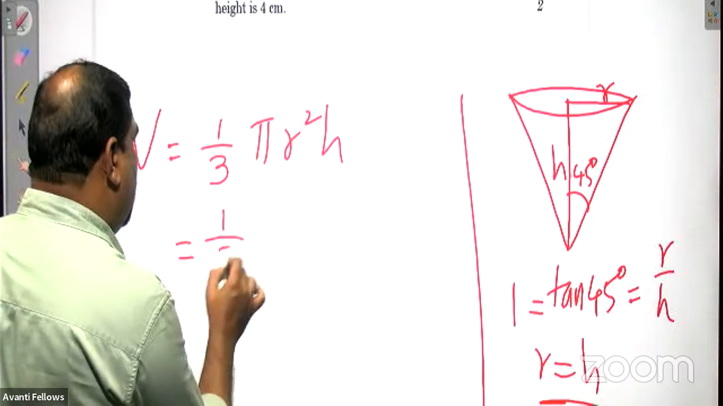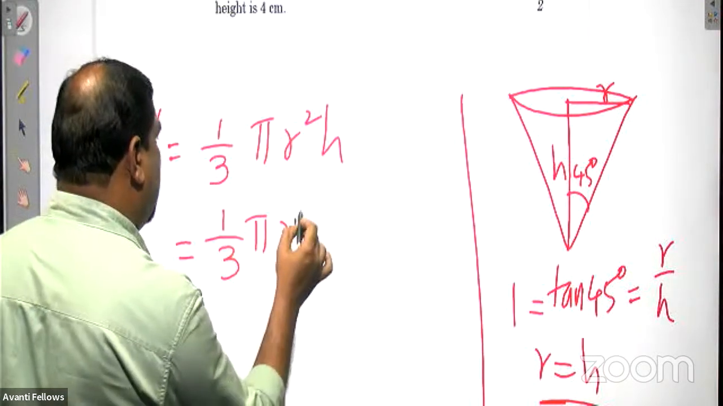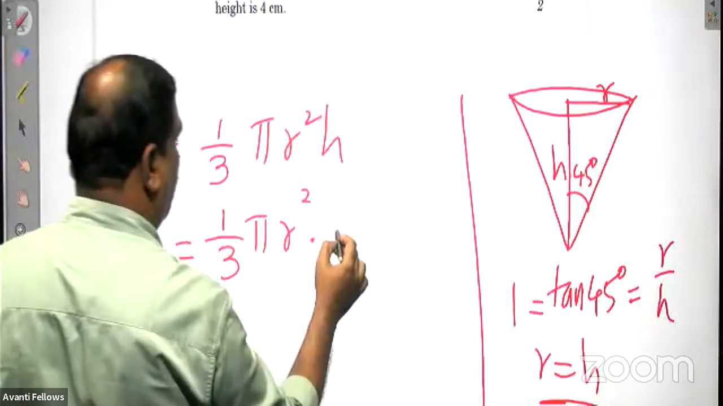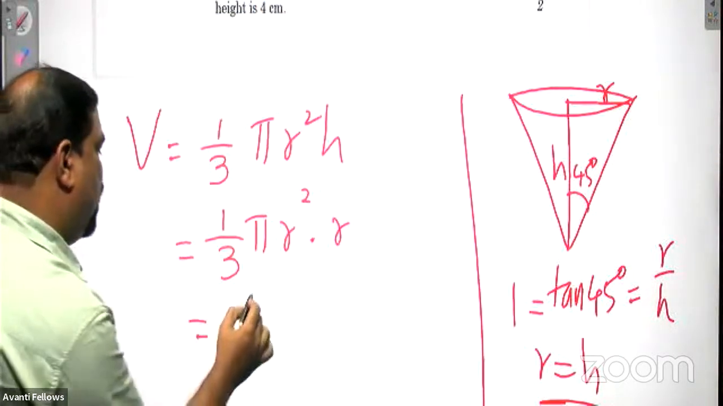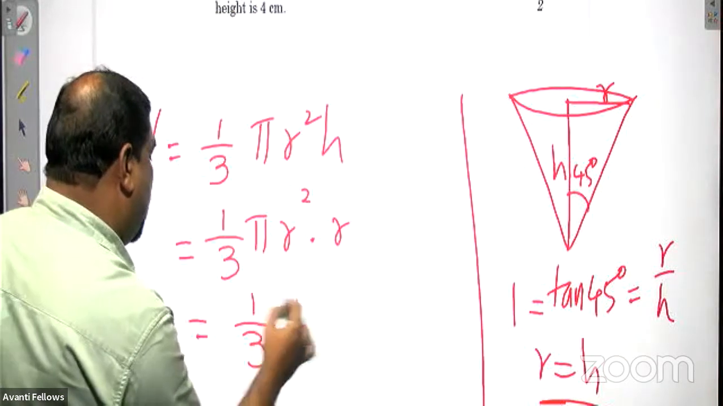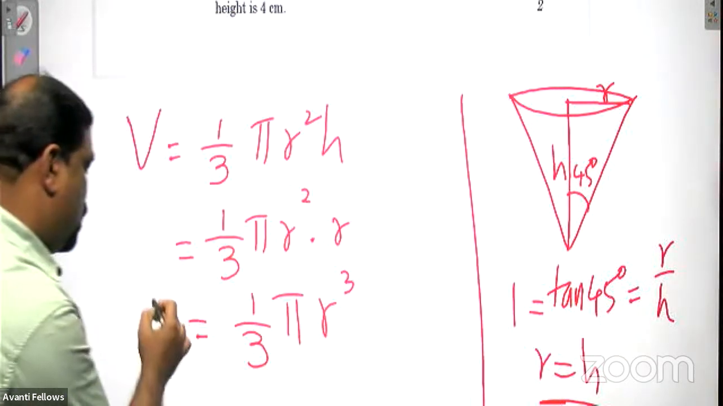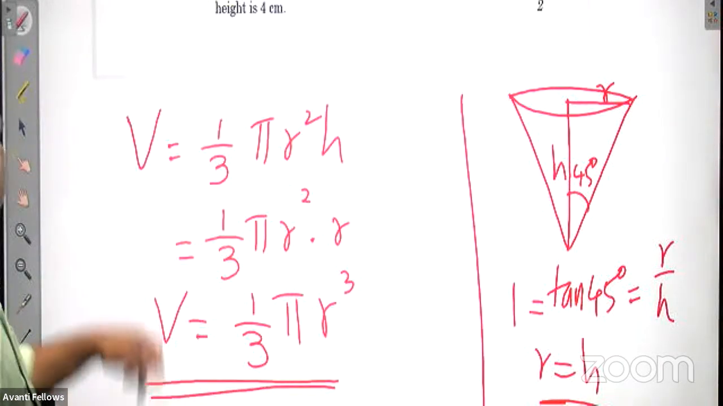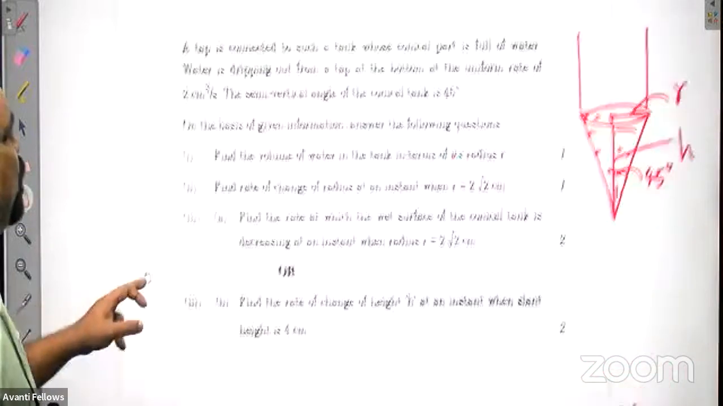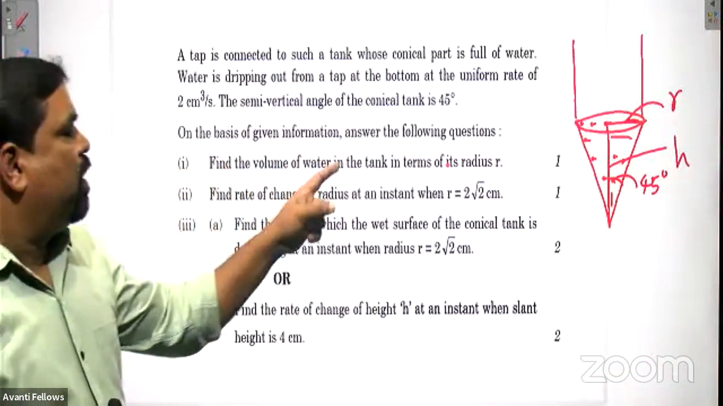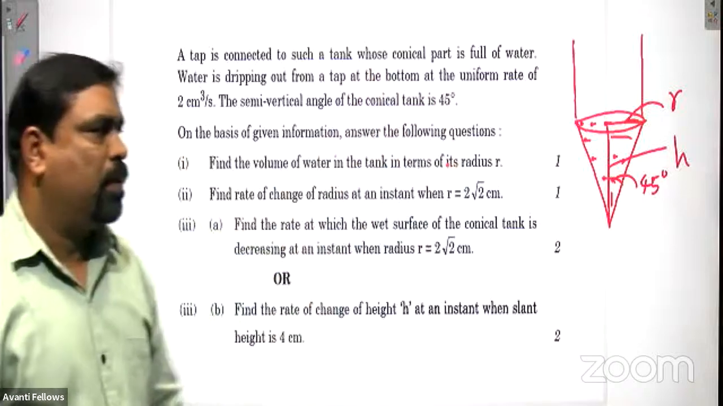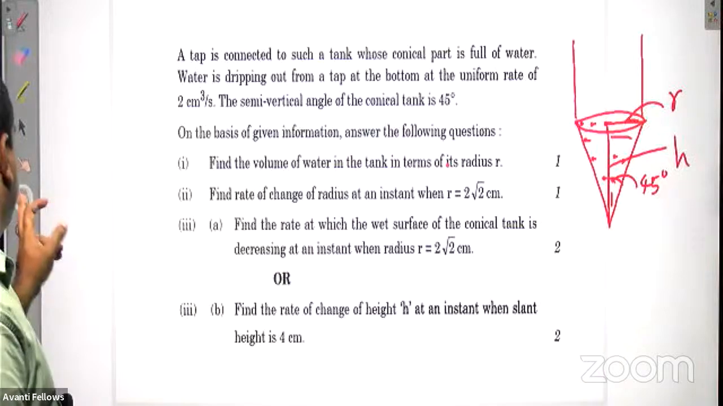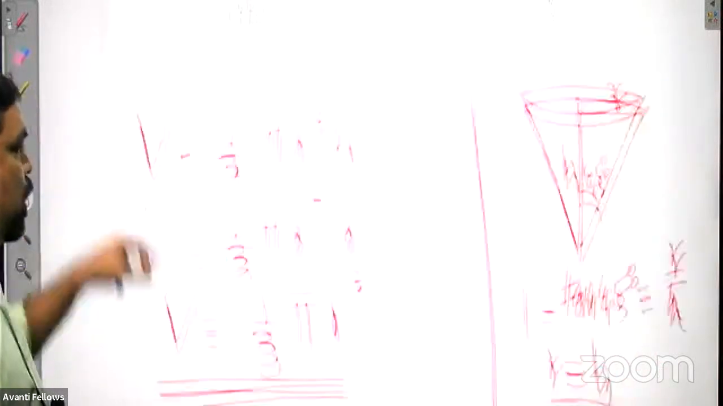So that we have to substitute here. So r square into h is r cube only. So that means you will get the volume as 1 by 3 pi r cube. So this is our first part. The first part of the question is, find the volume of the water in the tank in terms of its radius. So the volume is 1 by 3 pi r cube.